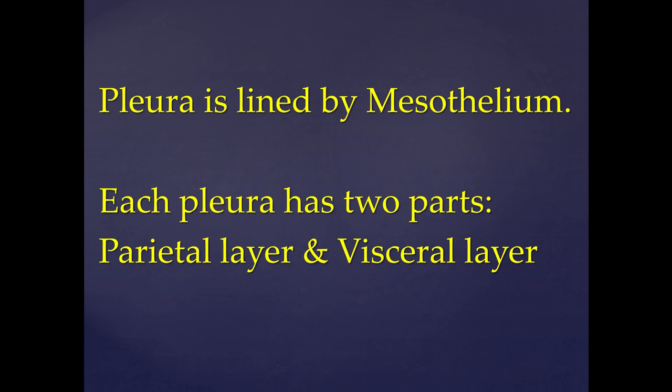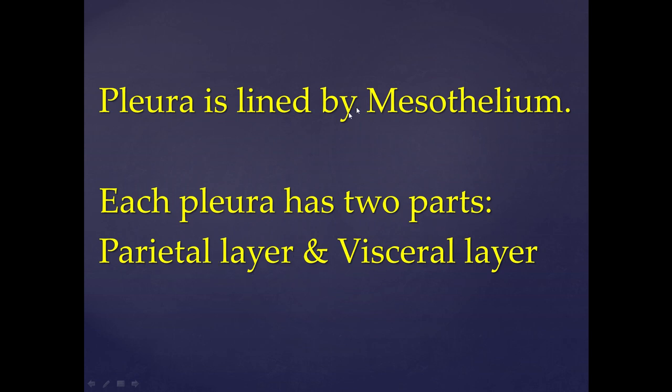Now we come to pleura. Pleura is lined by mesothelium. Mesothelium means that it is derived from embryonic mesoderm. Mesoderm, we all are aware of this term. Each pleura has two parts, a parietal layer and a visceral layer.